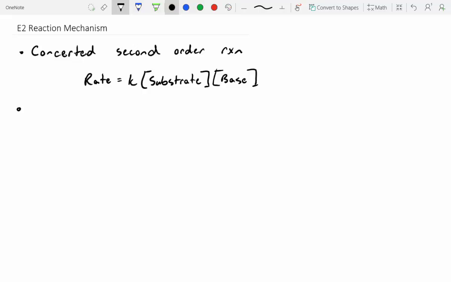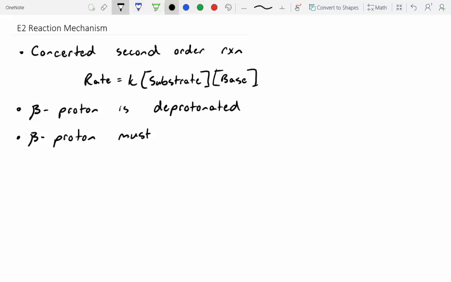The other big thing we're going to be talking about today is which proton gets removed during an E2 elimination reaction. And what do we remember from yesterday? Beta. Has to be a beta proton. So the big thing is beta proton is deprotonated. And the new thing we're introducing today is that this beta proton must be anti-coplanar.